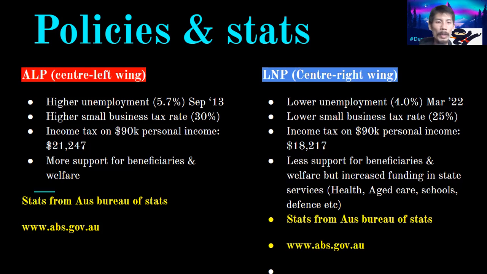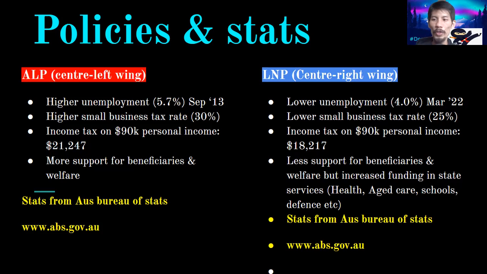Labor's traditionally been more left-leaning, meaning they tend to give more support for beneficiaries and welfare. LNP is more centre-right leaning, usually less support for beneficiaries and welfare, but stats have shown that they have actually increased funding in state services, in the areas of health, aged care, schools, and defence.